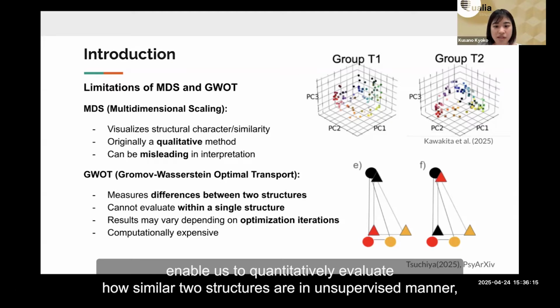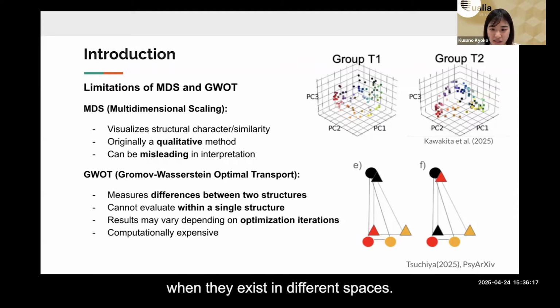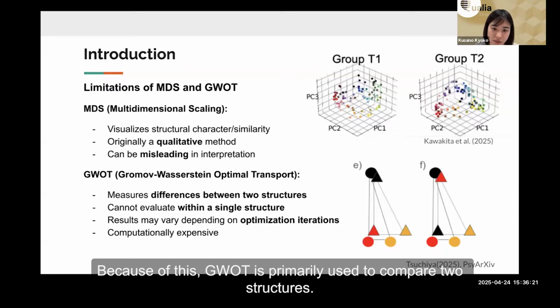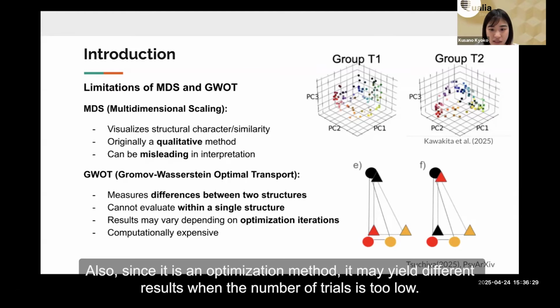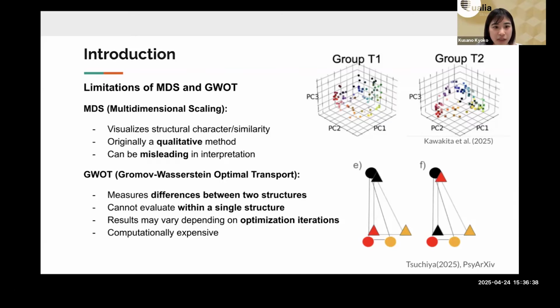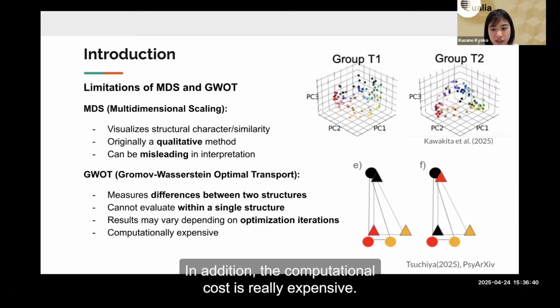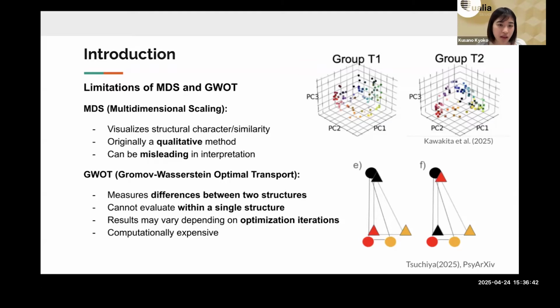GWOT, on the other hand, enables us to quantitatively evaluate how similar two structures are in an unsupervised manner when they exist in different spaces. Because of this, GWOT is primarily used to compare two structures, and it cannot be applied to a single structure. Also, since it is an optimization method, it may yield different results when the number of trials is too low. In addition, the computational cost is really expensive.